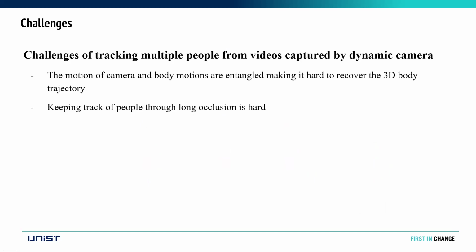Here are the challenges of tracking multiple people from video captured by a dynamic camera. First of all, the motion of the camera and the motion of the human body are entangled, making it difficult for the model to learn about the trajectory of the human. And then tracking humans through long occlusion is difficult. For example, GLAMR fails to handle severe occlusion because it considers only the local human pose without considering the bigger picture, like the global coordinates.